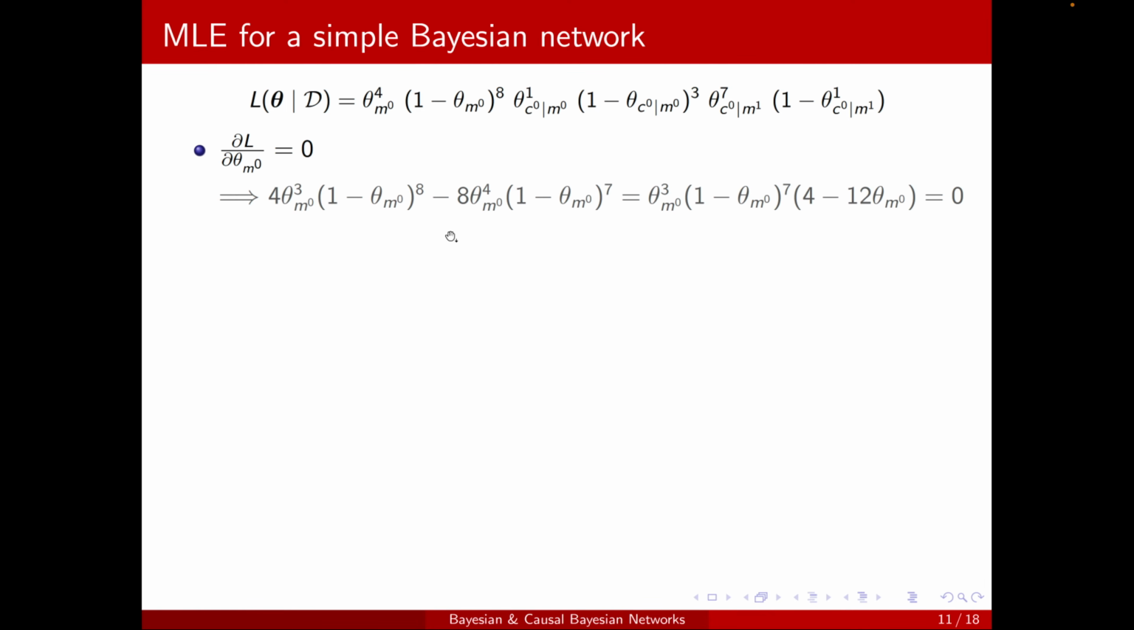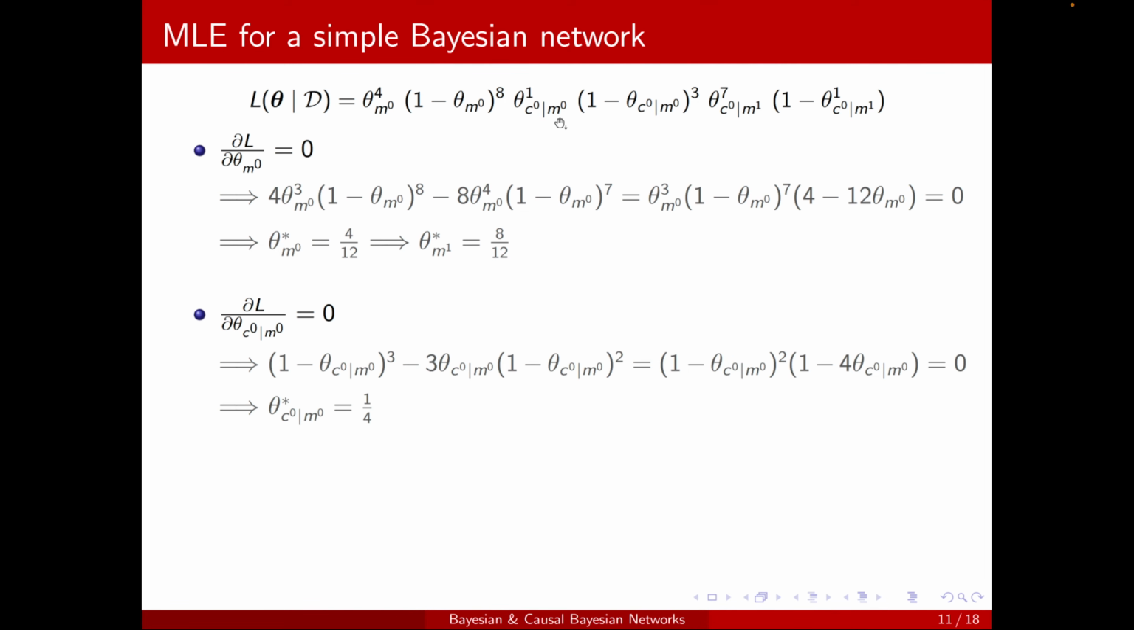If I do all the calculations, for the first one, I just want to calculate the derivative with respect to M0. So I can ignore all these other terms. I only need to be concerned with these first two, and if I do that, I will get my MLE for M0 as 4 divided by 12, and obviously the other one will be 1 minus this, which will be 8 over 12. And then I can do it for C0 condition on M0, same story.